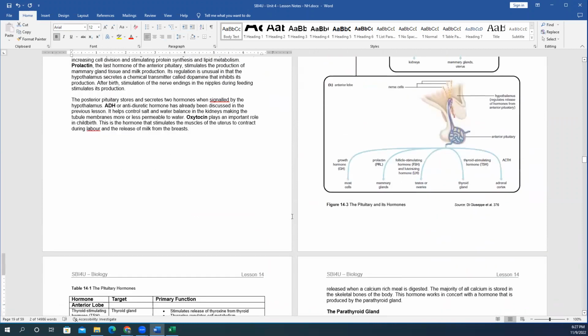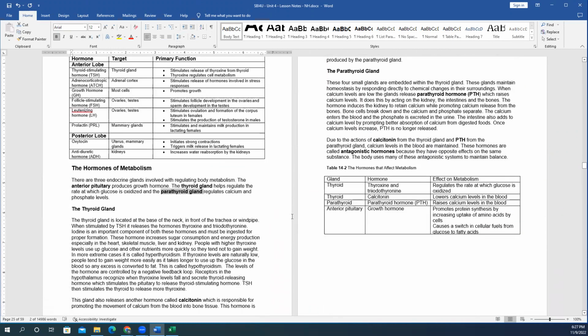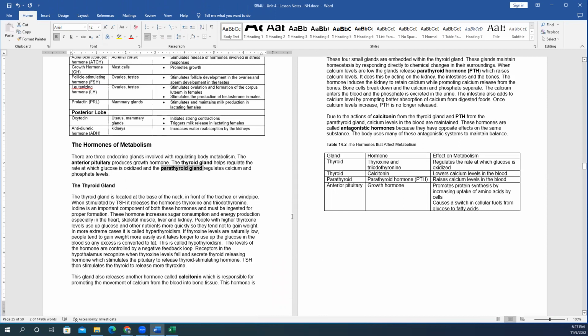So now that we've had a look at it, let's go back to our table or back to our text. So we also talked about the thyroid, that it is stimulated by the thyroid stimulating hormone. And when it is stimulated by the thyroid stimulating hormone, what the thyroid gland does, it releases the hormone thyroxine and triiodothyronine.